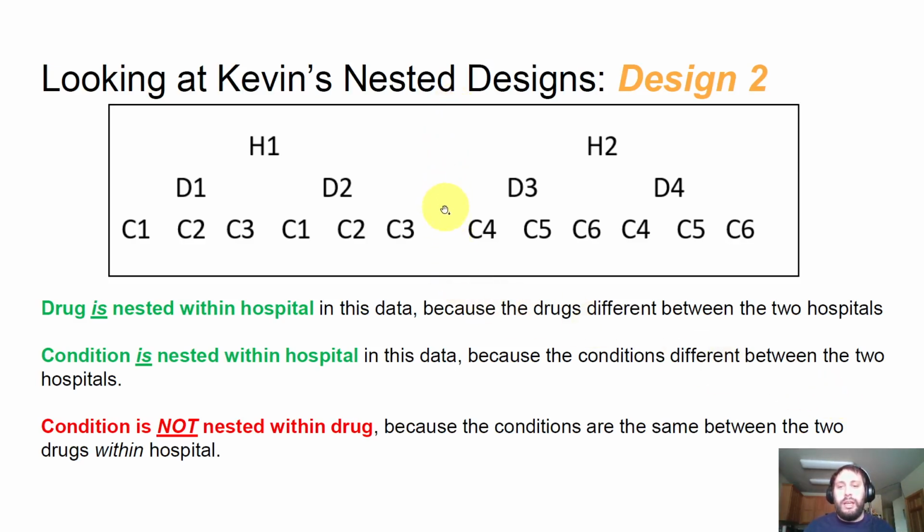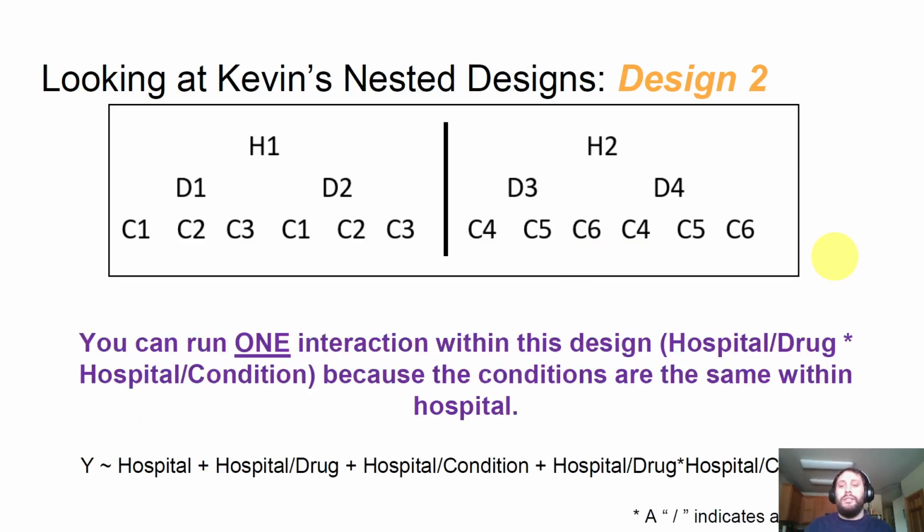So when we separate this by hospital, to start with, we can see that drug 1 and drug 2 both experience conditions 1 through 3 in hospital 1, and drugs 3 and 4 both experience conditions 4 through 6 in hospital 2. So therefore, condition is not nested within drug. And I kind of play it out for you. Within this design you can run one interaction. It's the drug nested within hospital by condition nested within hospital, because the conditions are the same within hospital.